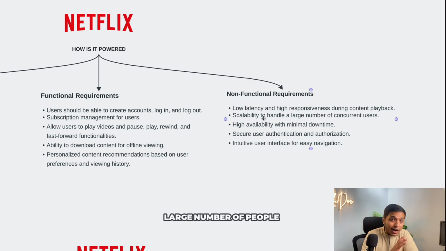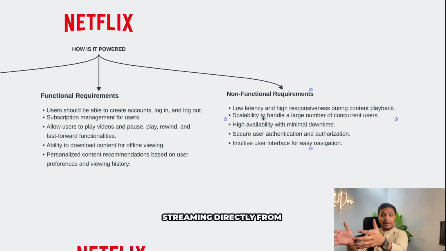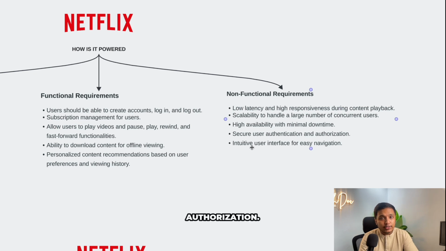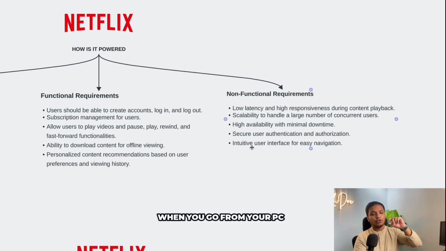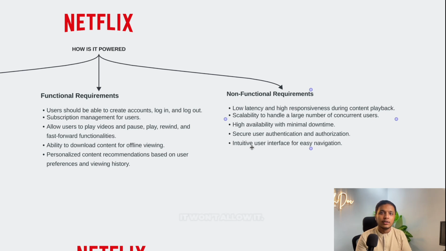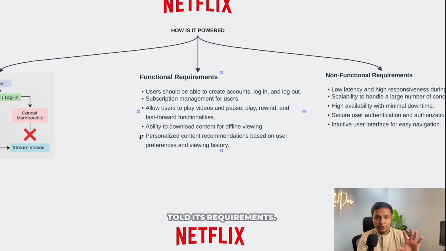Scalability to handle a large number of people streaming directly from the Netflix server, a big task. High availability with minimal downtime, the basic requirement. Secure user authentication and authorization. Even if you have seen, when you try to take a screenshot from your PC or mobile phone of Netflix, it won't allow it. So all the security is important. Intuitive user interface for easy navigation. It should be very, very easy to use. So that is how Netflix told its requirements.